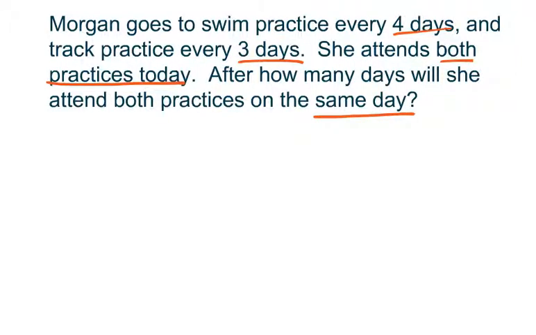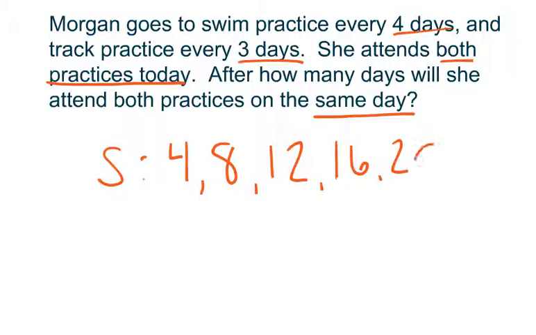So swim practice doesn't happen once and then end, or same for track practice. Those things happen repeatedly. So I know that this is a problem that involves multiples. So I'm going to start by thinking about swim practice. She attends swim practice every 4, 8, 12, 16, 20 days. I'm skip counting because I know this is telling me how often she attends swim practice.